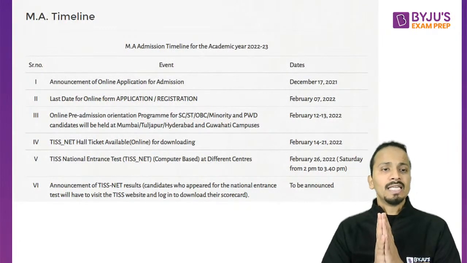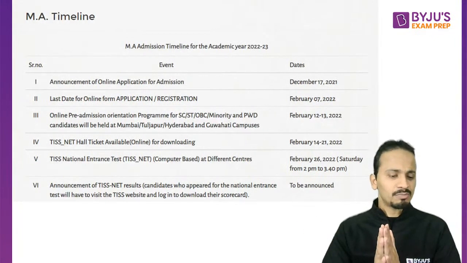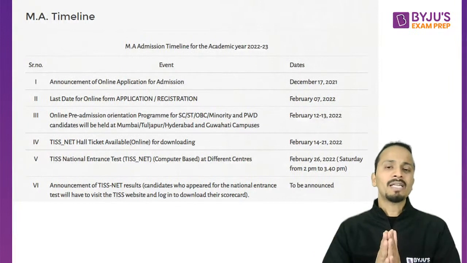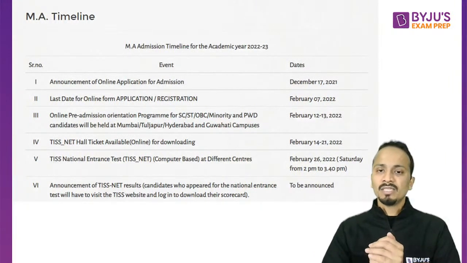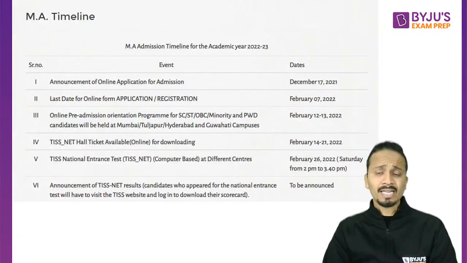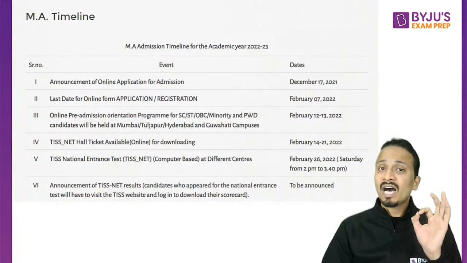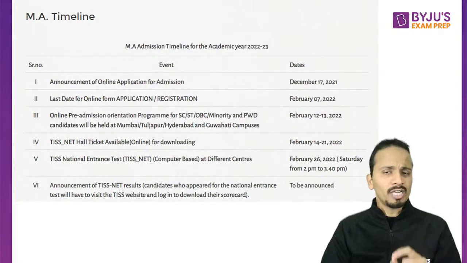All right. Now, talking about the hall ticket and each and everything. So all these things are displayed on the screen, but the important part is the date of the examination. The date of the examination is 26th of February, which will be conducted on a Saturday, and the timing is from 2 p.m. to 3:40 p.m. Yes, it's a 100-minute test, 1 hour 40-minute test.